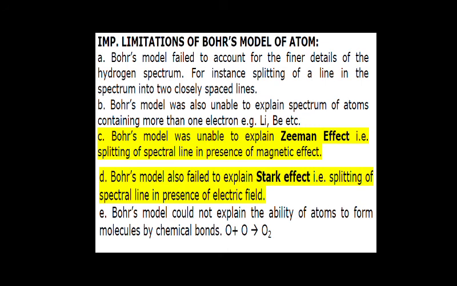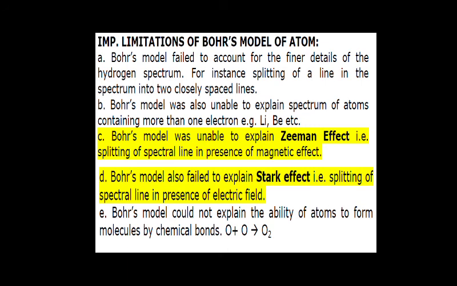The second limitation is that the Bohr model was not able to explain the spectrum of atoms containing more than one electron. The Bohr model only explained the hydrogen atom, which contains only one electron, but the model failed to explain atoms like lithium, which has 3 electrons, or beryllium. Such atoms could not be explained by the Bohr model.